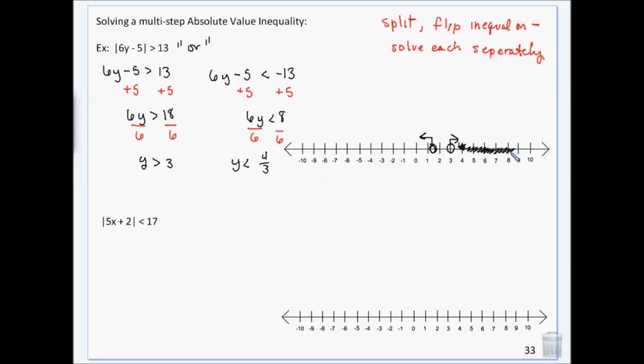Yes. You're right. Thank you. Good catch. Get extra credit. So negative 4/3 is a little less than negative 1, so open circle and shade this way.